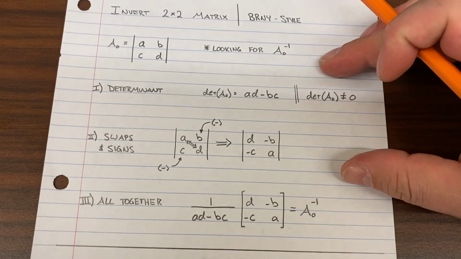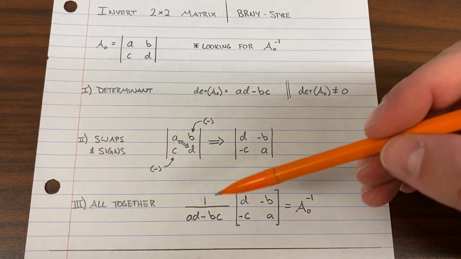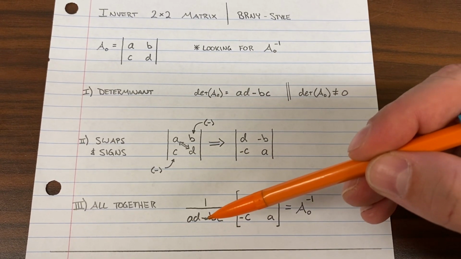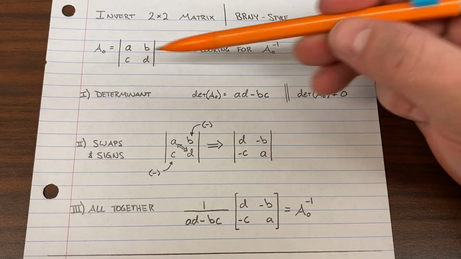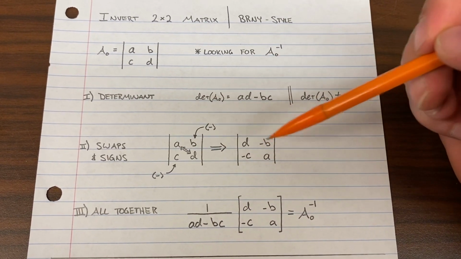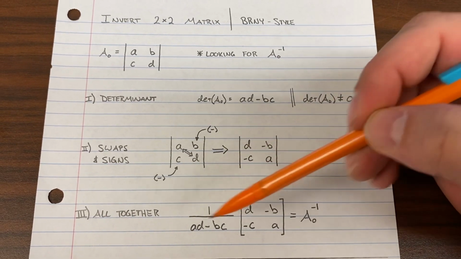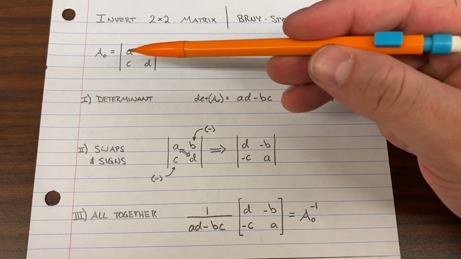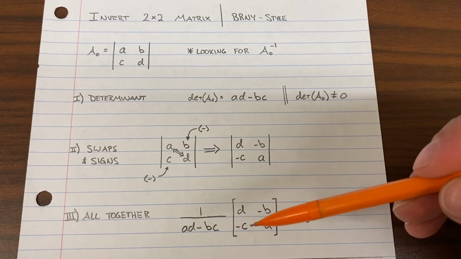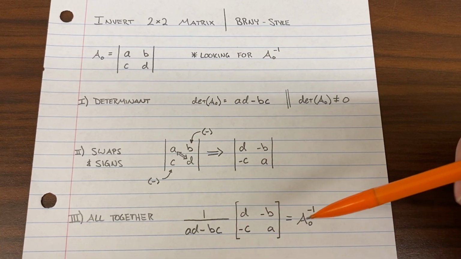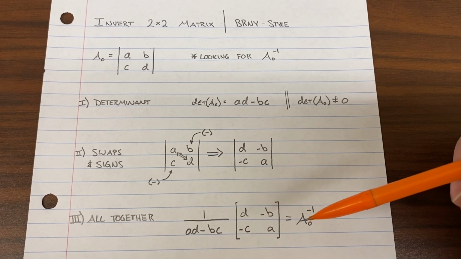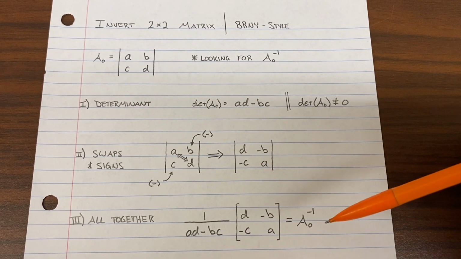Then we're going to put it all together. 1 over the determinant of your original matrix. This is not the determinant of your swaps and signs matrix. This is 1 over the determinant of the original matrix times the swaps and signs matrix is going to be equal to your matrix A0 inverted.